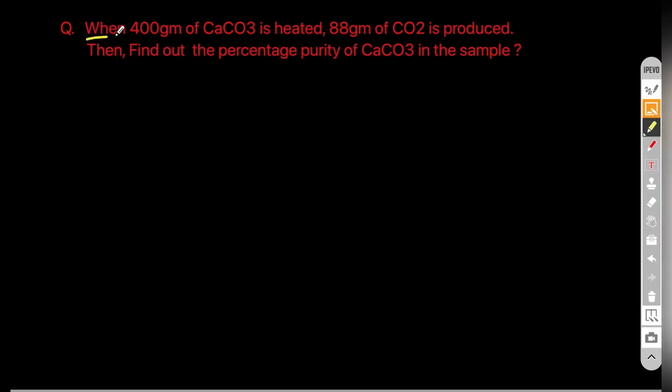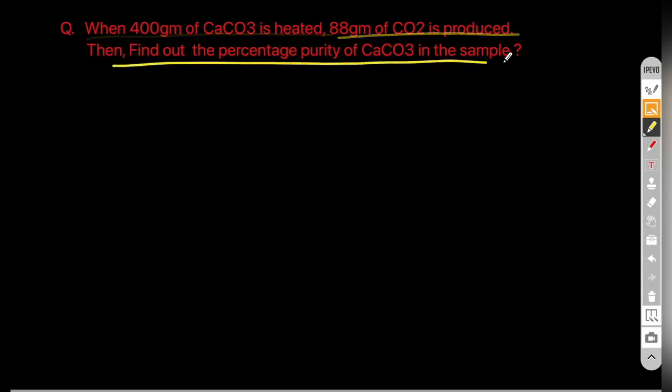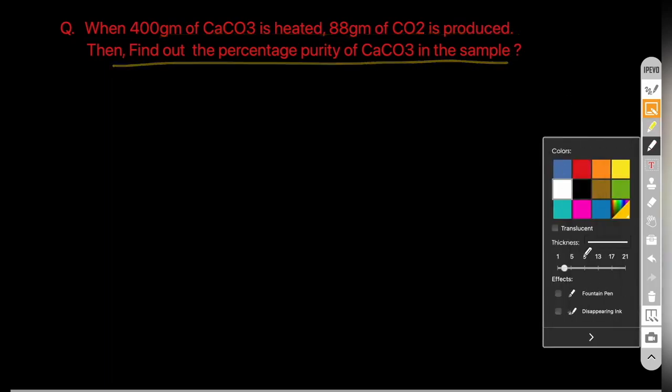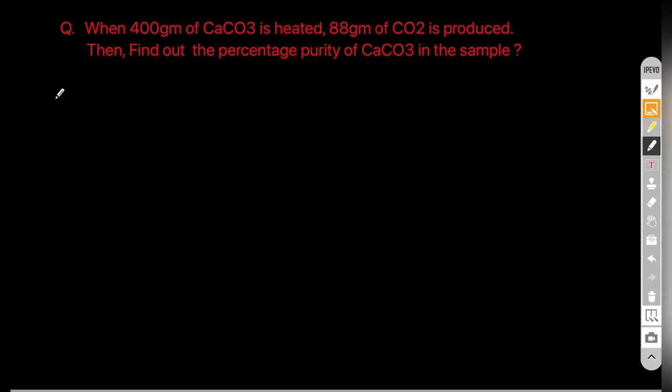Here we are given when 400 gram of CaCO3 is heated, 88 gram of CO2 is produced. Find out percentage purity of CaCO3 in sample. Pause the video and solve by yourself. Now we will solve it.